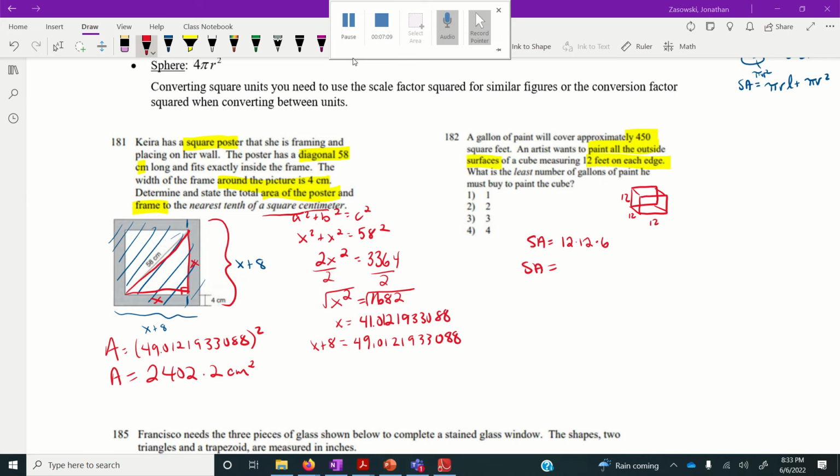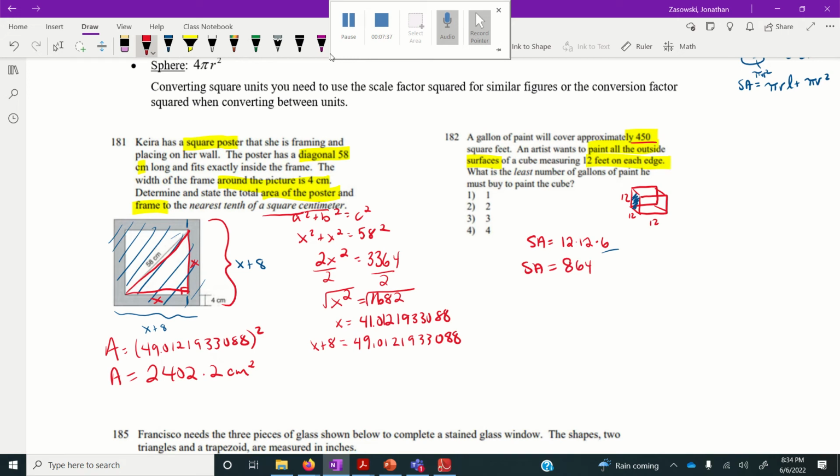Okay, so we had approximately 450 feet. We have a gallon of paint that will cover approximately 450 square feet. We want to paint the outside surfaces of this cube, which has sides of 12 on each edge. So really, all we want to do is figure out if we painted just this one side here, there's 6 of them. So if we find the area of the side, we just multiply times 6 because there's 6 sides. So 12 times 12 times 6 is 864.